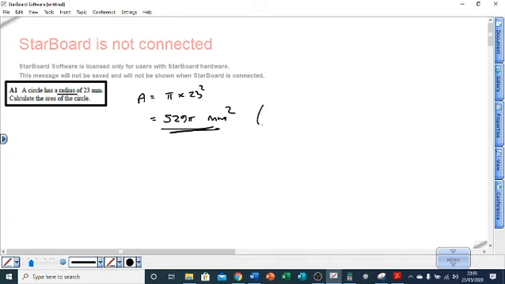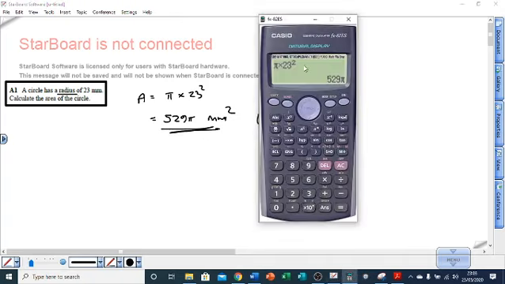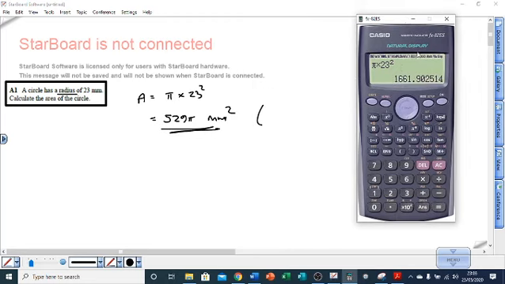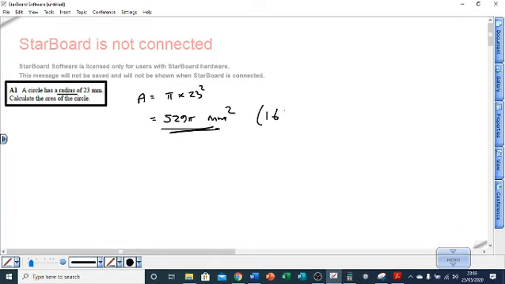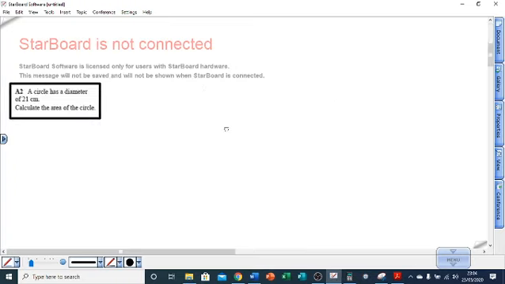Now I will accept that you might have rounded it, so SD and any correct rounding I'll give you. In the real exam it will tell you what it wants, leave it in terms of pi, or round it to 1 dp, 2 sig fig, 3 sig fig. But it didn't specify what it wants, so I'm going to round it to 1 dp, let's say. So we've got 1661.9 millimeters squared. Okay, next question.